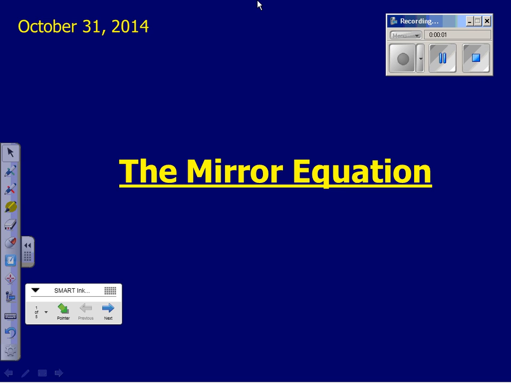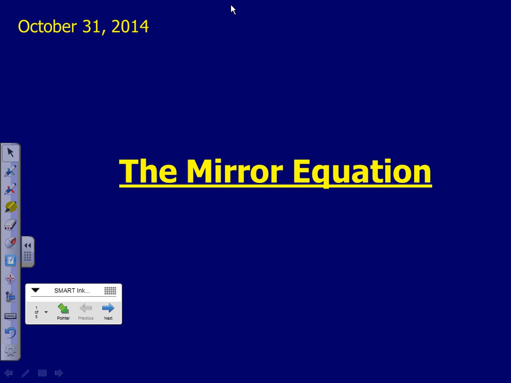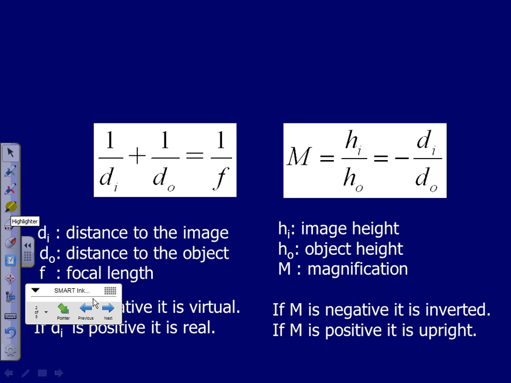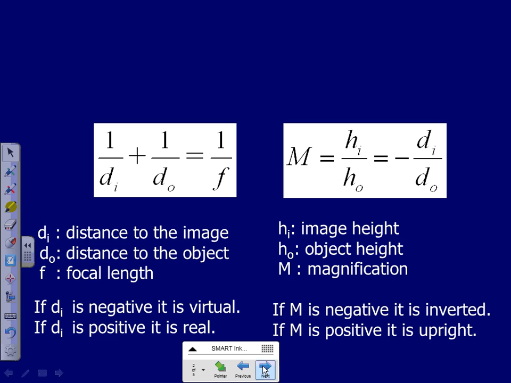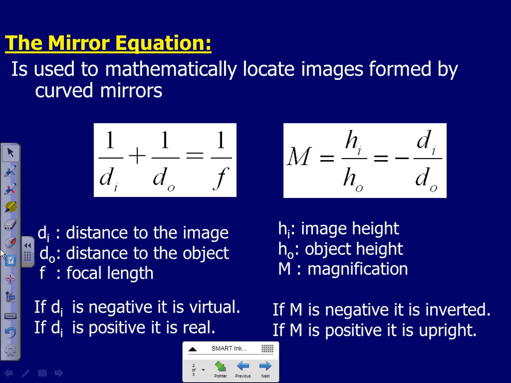All right, so the mirror equation is essentially a mathematical way in which we can locate images, find the height of images, and even analyze the image characteristics based on the numbers that we get, without having to draw any diagrams. That's kind of a nice thing to do sometimes. Now, I'm not going to make you derive this equation. This particular equation, it's actually two equations, it's actually three equations.